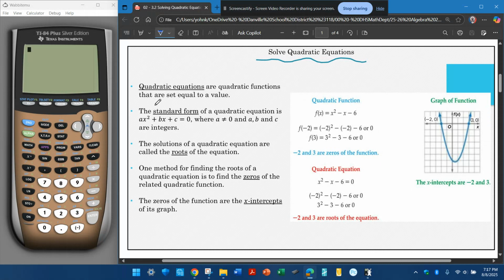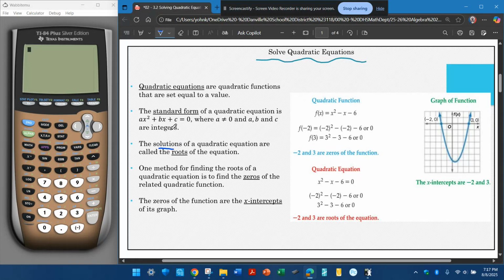So what we're going to do is take a look at standard form, which remember is ax squared plus bx plus c. As long as a doesn't equal 0, and as long as a, b, and c are nice numbers, integers, so no fractions, no decimals, then I'm in something called standard form. Once you're in standard form, we're going to be looking for solutions.